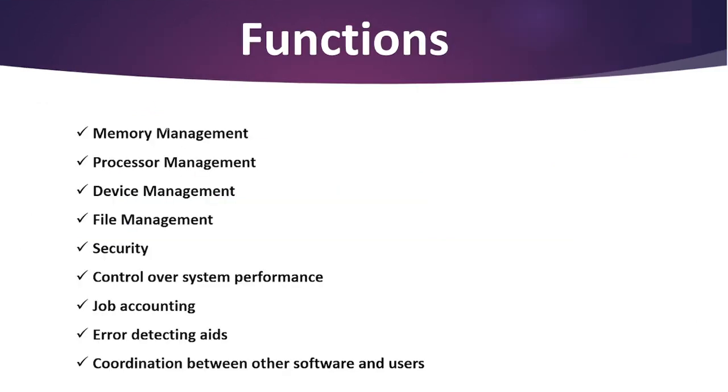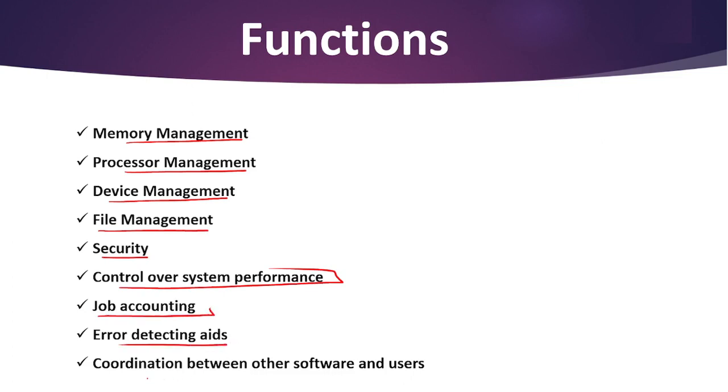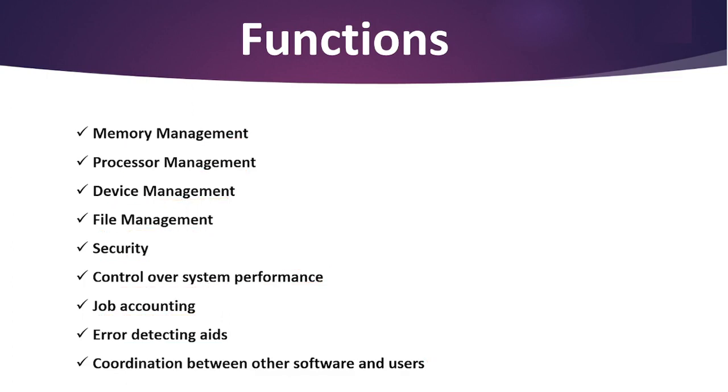As you can see here, we have so many functions of an operating system. First is memory management, second is process management, third is device management, then file management, security, control over system performance, job accounting, error detecting aids, and coordination between other software and users. All these points we will cover in detail. So let's start with the memory management part.